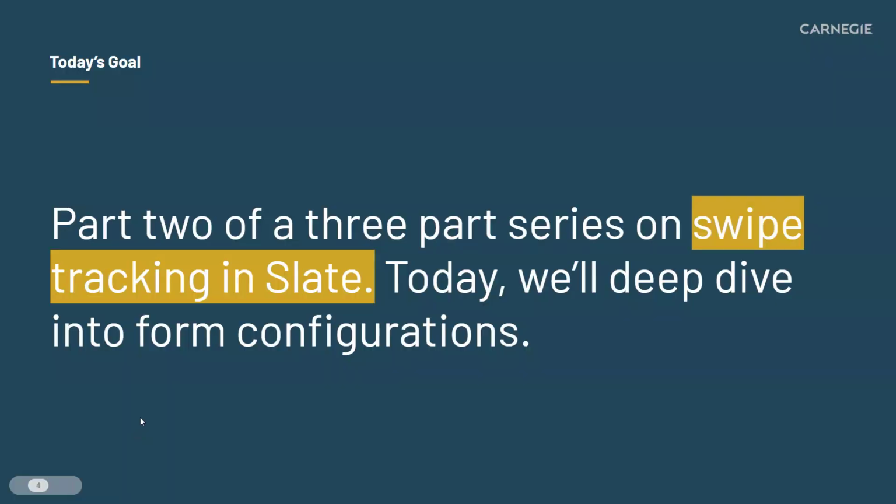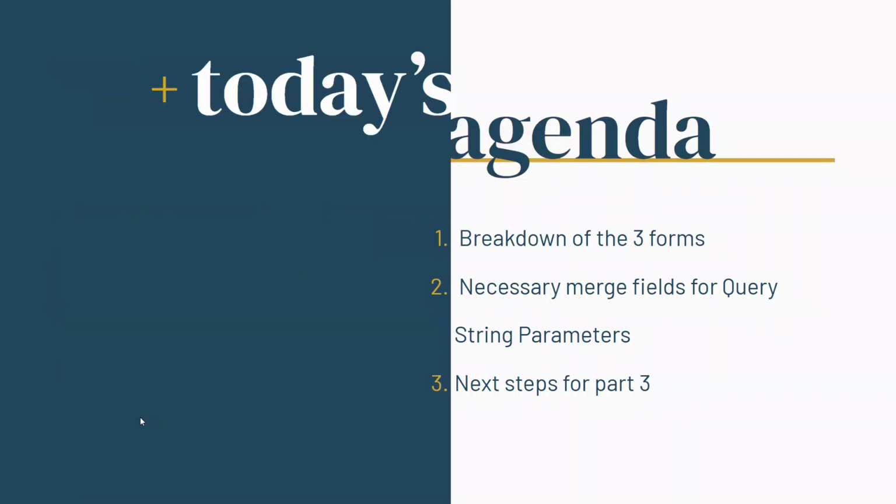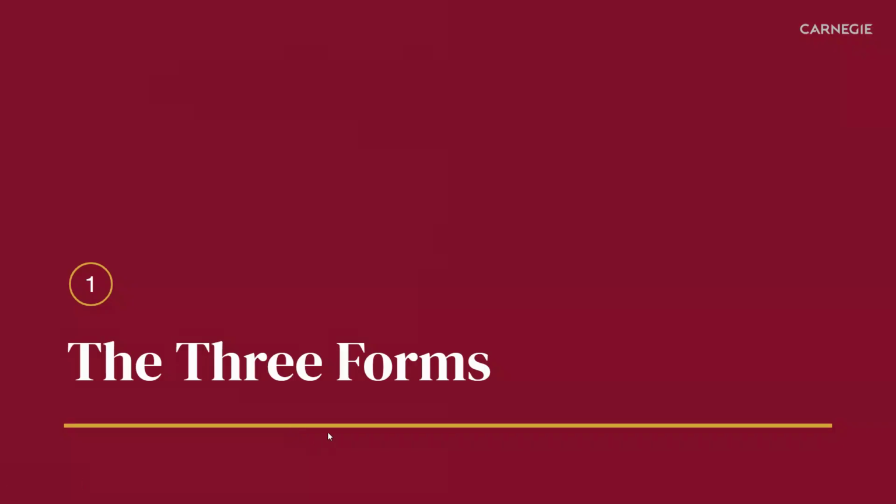As a reminder, today's goal, part 2 of 3 on swipe tracking in Slate. Today we're going to deep dive into the form configurations. What that means is that we are going to break down the 3 forms. We are also going to talk about the necessary merge fields for our query string parameters. And at the very end, we'll talk about our third and final part to this 3-part series and what you can expect from that. So let's dig into these 3 forms.